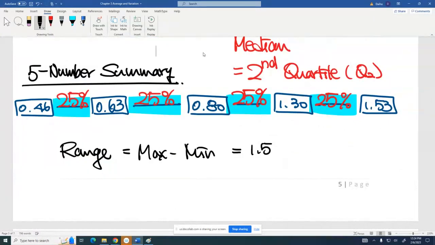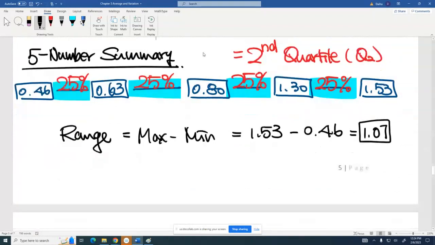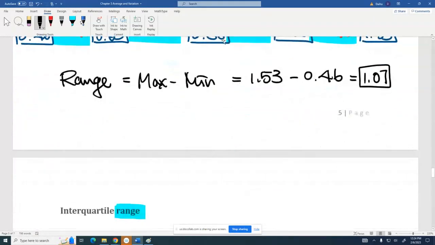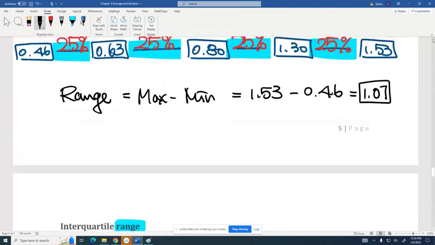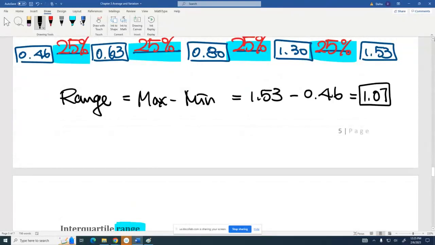In our case, 1.53 minus 0.46. How much will it be? 1.07. Thank you. That was the range. Now what? Interquartile, another range. Any idea? Yes, please.